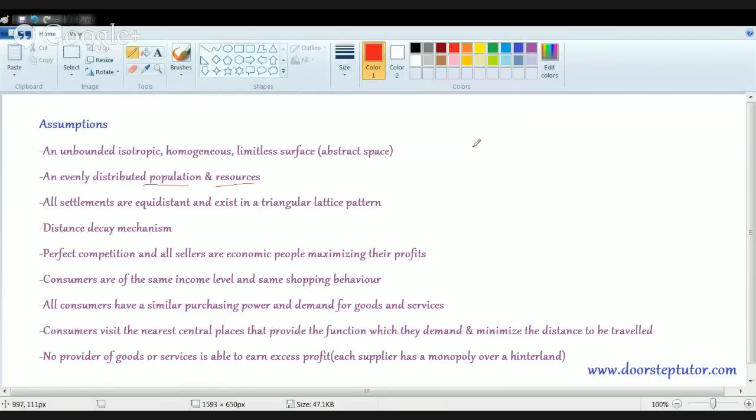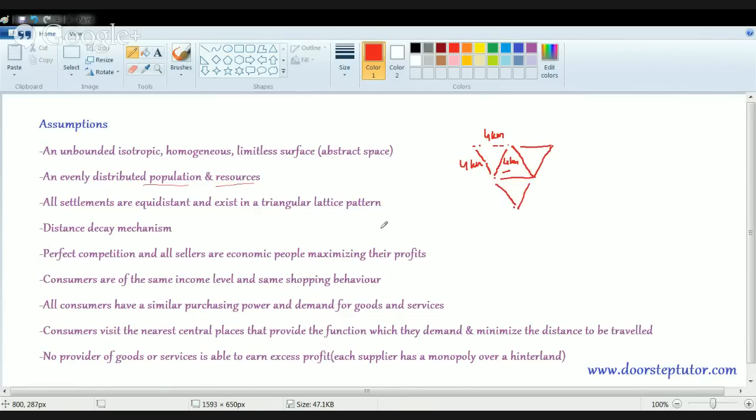All the settlements, as he said, must be equidistant. So he said that they form a closed lattice with each settlement 4 kilometers from another settlement. So all settlements are equidistant and exist as a triangular lattice. So this is what he gave.